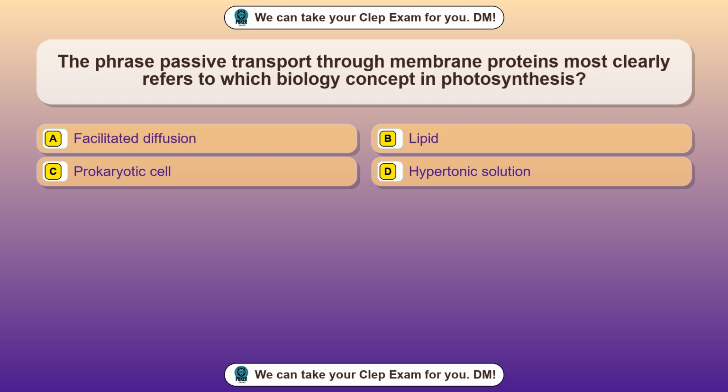Question 42. The phrase passive transport through membrane proteins most clearly refers to which biology concept in photosynthesis? Option A, facilitated diffusion. Option B, lipid. Option C, prokaryotic cell. Option D, hypertonic solution. The correct answer is option A, facilitated diffusion.